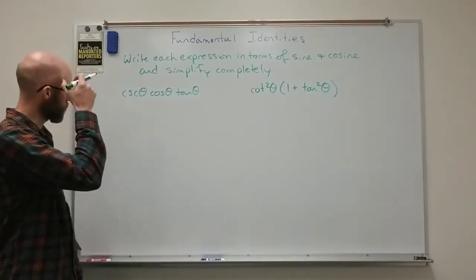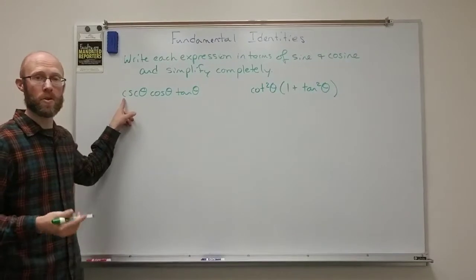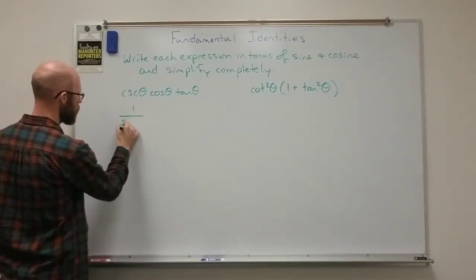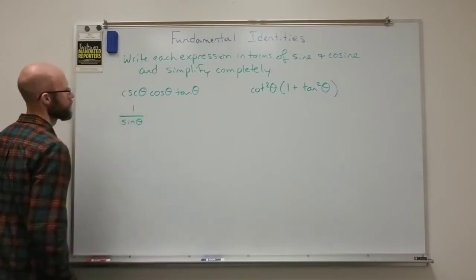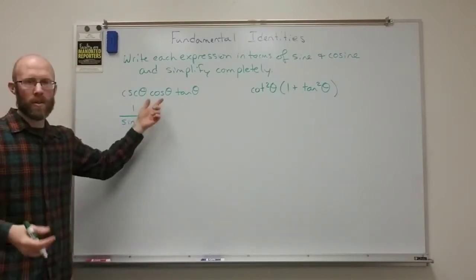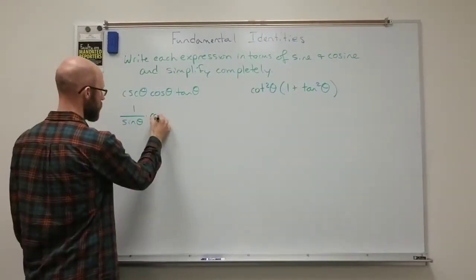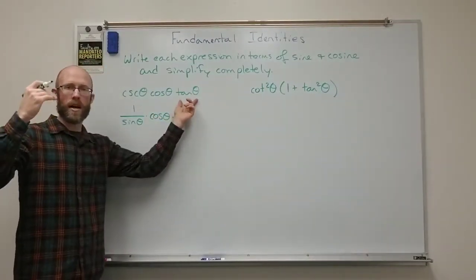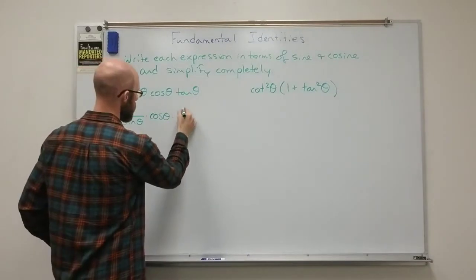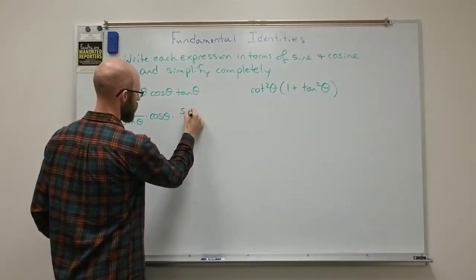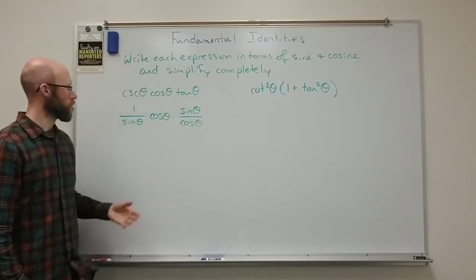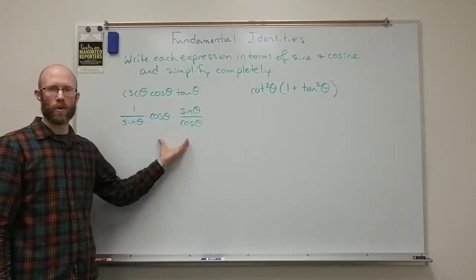So we'll start there. So the cosecant we know is the reciprocal of the sine. So I would write that as 1 over the sine of theta. The cosine, well, it's already cosine, right? I don't have to do anything with that. And the tangent we know is the sine over the cosine, right? So that's sine theta over the cosine of theta. Well, I'm going to simplify. I really have three fractions here.